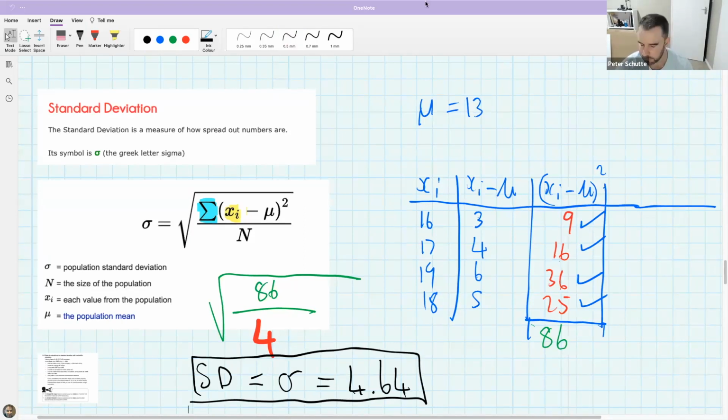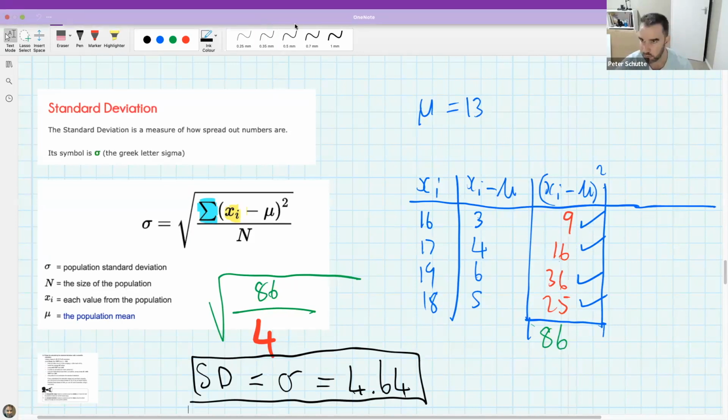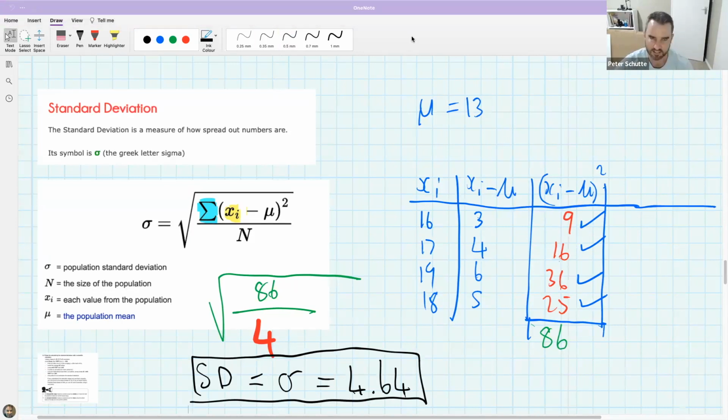And it turns out that's a very helpful thing. I've probably done a bit more detail than I normally would do, but I wanted to do it with the standard class. But in reality, most of the time we use the calculator to help us.